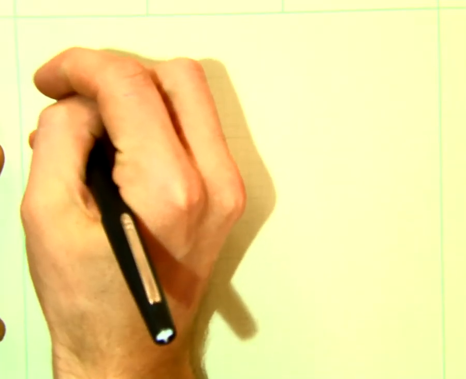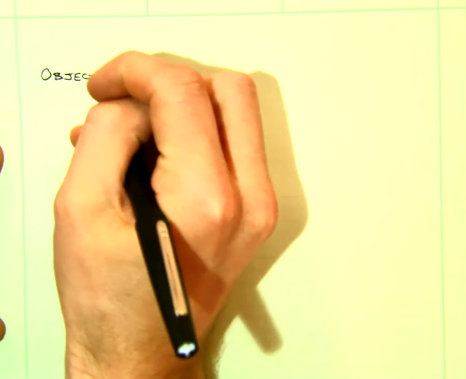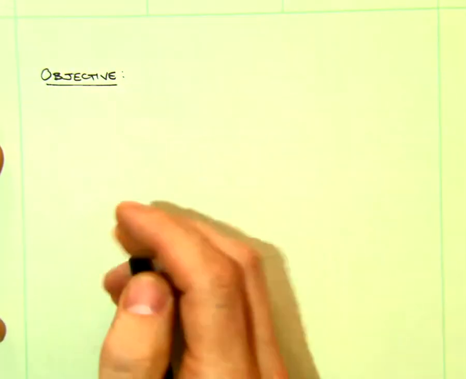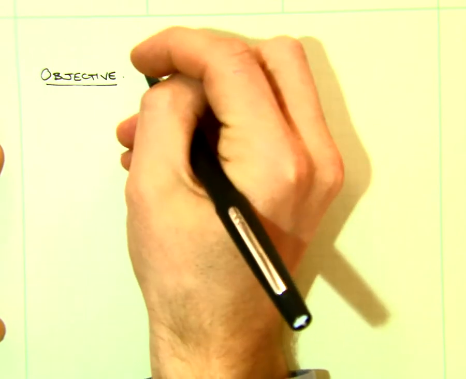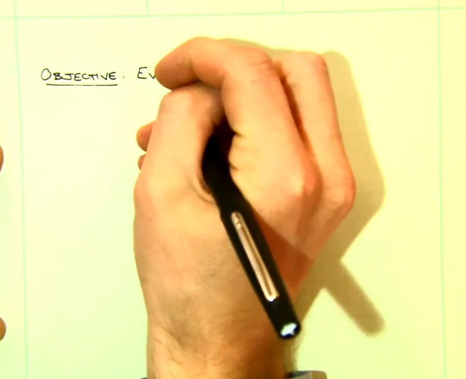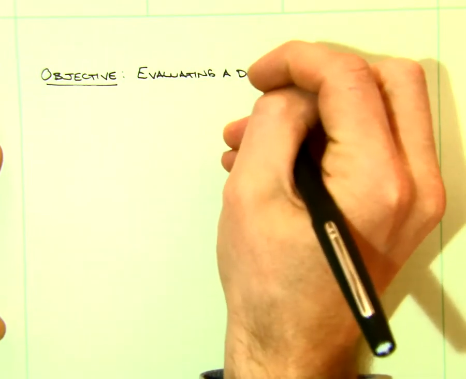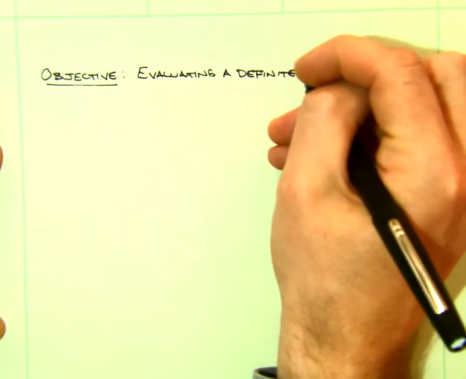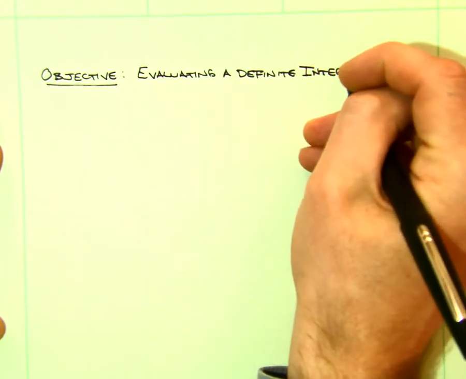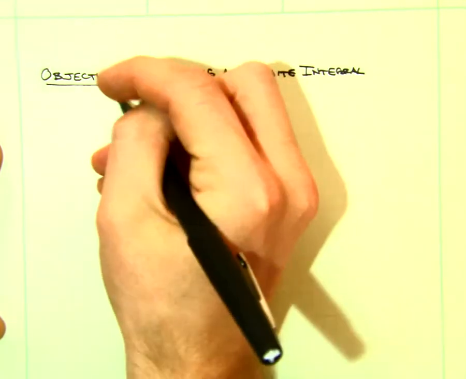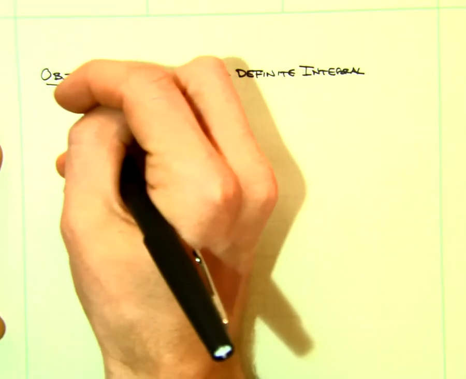So in this video, we're going to be talking about the fundamental theorem of calculus and using it to evaluate a definite integral. So the objective today is actually twofold. We are evaluating a definite integral, but we are using the fundamental theorem of calculus.